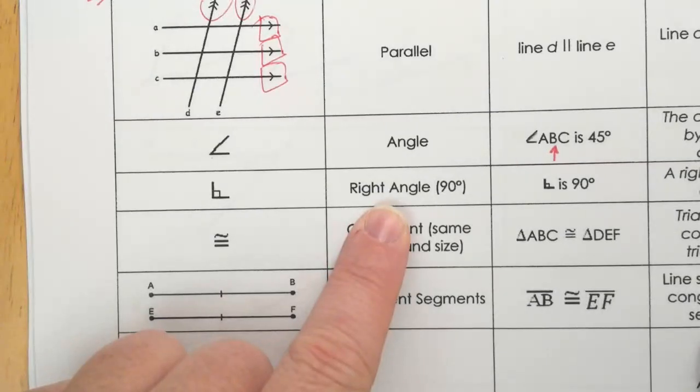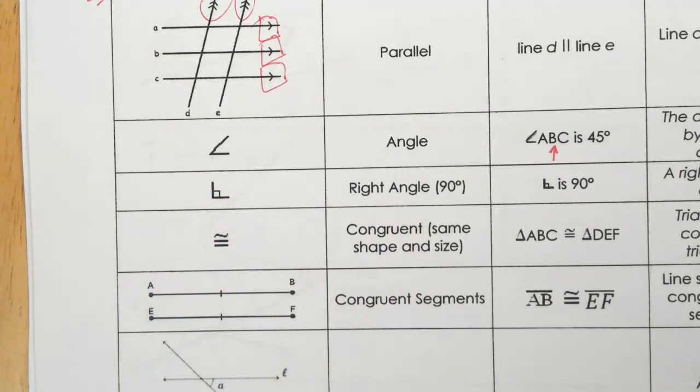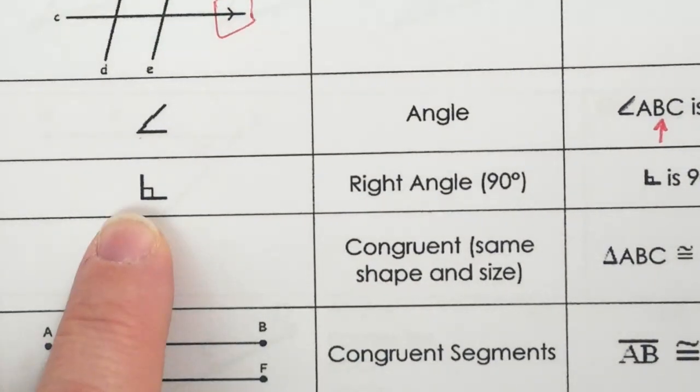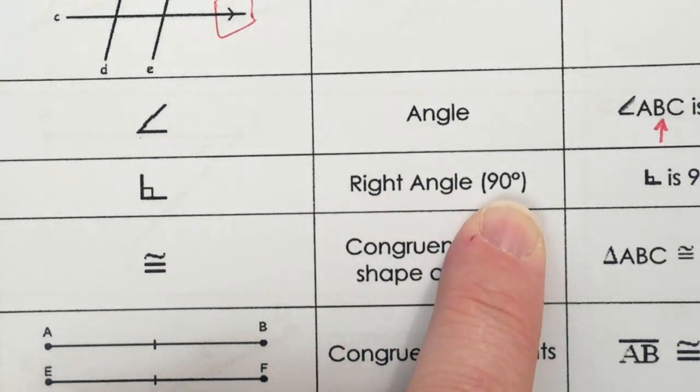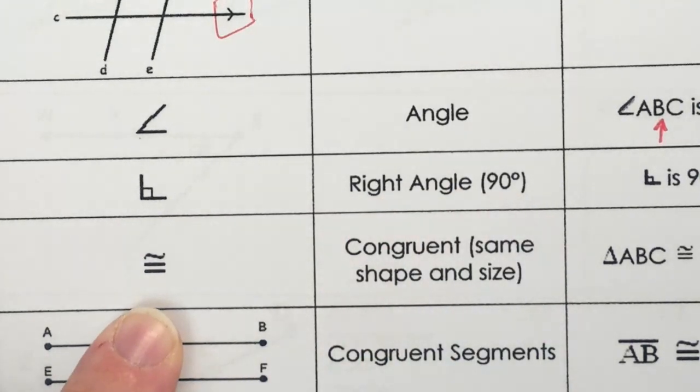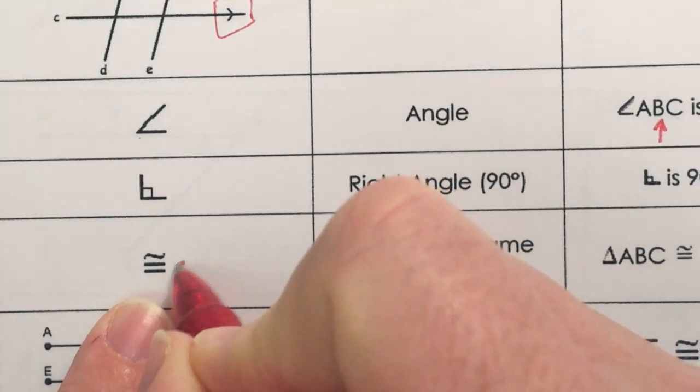Okay, the right angle, that's this symbol right here. That's that symbol right there. That means a right angle. It means a 90-degree angle. Okay, this right here means congruent. So notice that there's the equal sign.